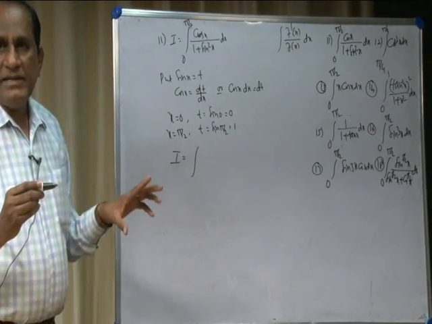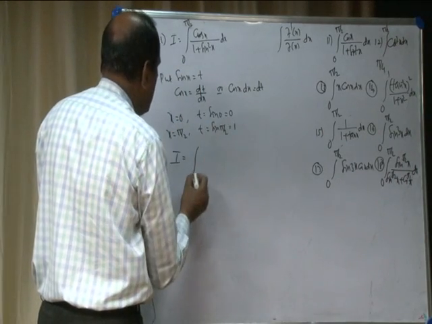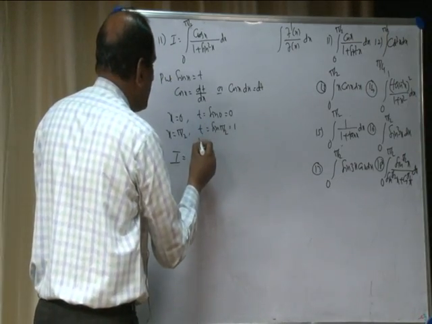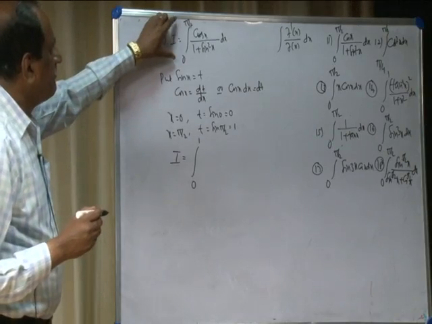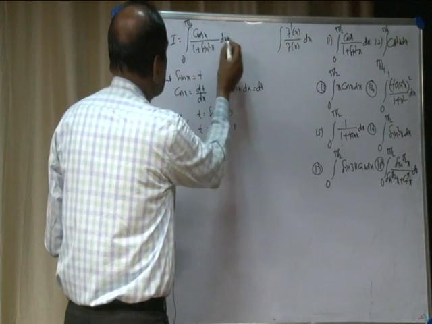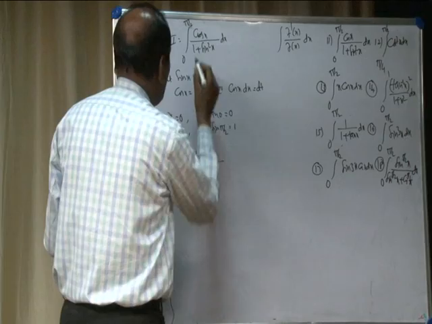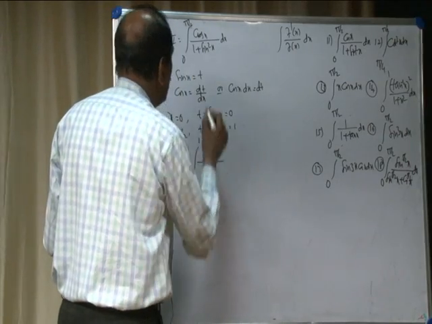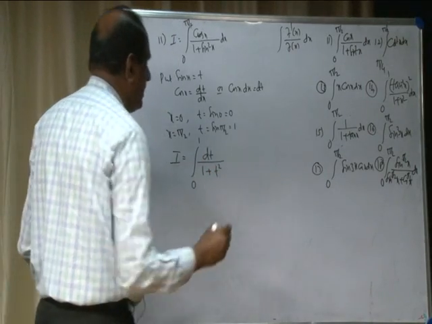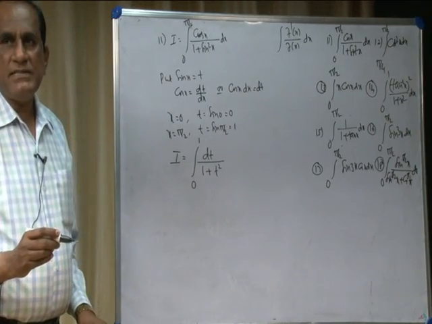with the limits changed also. When x is equal to 0, t is equal to 0. When x is equal to pi by 2, t is equal to 1. So the limits change from 0 to pi by 2 to 0 to 1. Now, what is cos x dx? Cos x dx is dt, divided by 1 plus sin square x, where sin x is t and sin square x is t square, that is integral from 0 to 1 of dt by 1 plus t square.